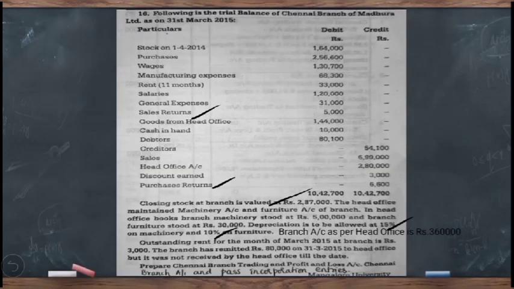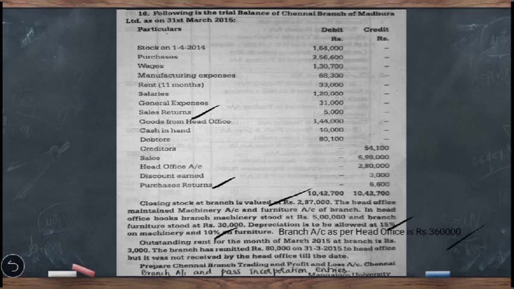After this, we have to prepare the branch account in the books of head office. As I said in the previous sessions, when we are preparing the branch account in the books of head office, it has to start with the opening balance, either to balance brought down or by balance brought down. Opening balance is nothing but what is the branch account balance as per the books of head office. In this case, they have given branch account as per the books of head office is 3,60,000.